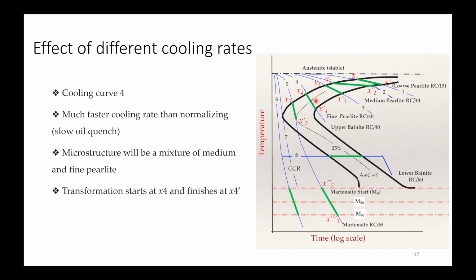Cooling curve 4 shows formation of fine pearlite having very high hardness, which is Rockwell hardness 40 at C scale. Now it is a much faster cooling rate than normalizing, in case of slow oil quenching. So the microstructure will be a mixture of medium and fine pearlite, and your transformation starts at x4 and finishes at x4 dash.